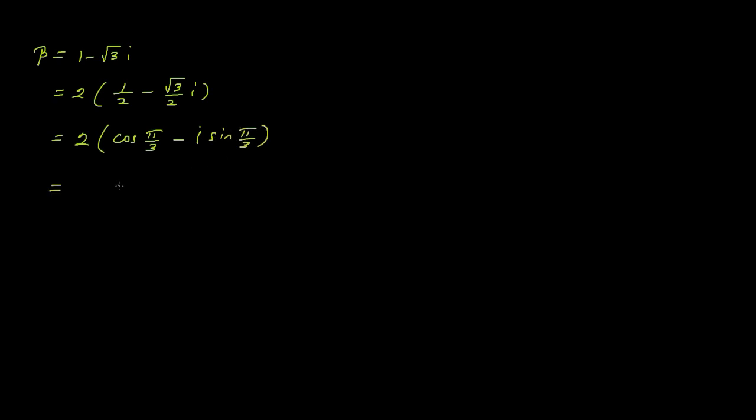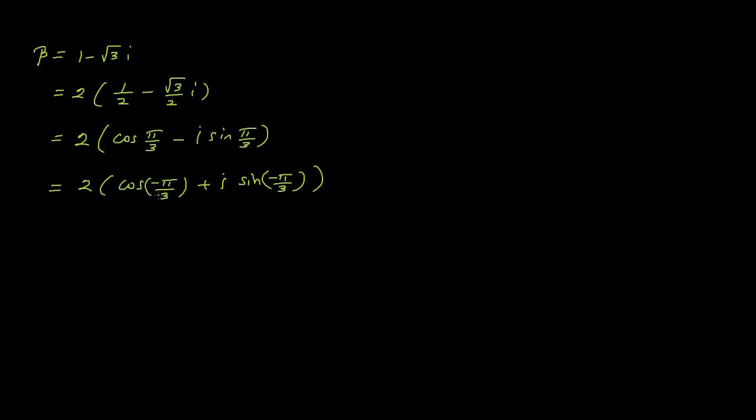Now if you see, you cannot apply de Moivre's theorem here because the structure is not in the format of cos theta plus iota sin theta. That means I have to make it cos theta plus iota sin theta format. So I'm going to write 2 into cos minus pi by 3 plus iota sine minus pi by 3, then it will be perfect.